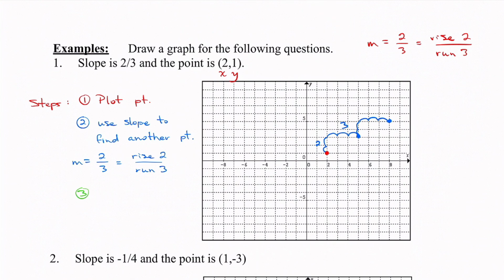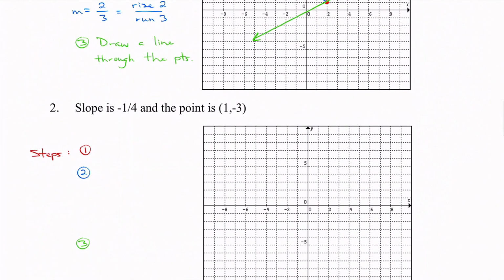Then we get to step 3, which was to draw a line through those points. You're going to take your ruler, set it on your points, and then draw your line going through your points. At the end of your line, you can put arrows on it. Those arrows signify that the line just keeps going and going and going. So we're going to do another one like that now, number 2 here. If you want to try this one first, you can pause the video and try to do this one.